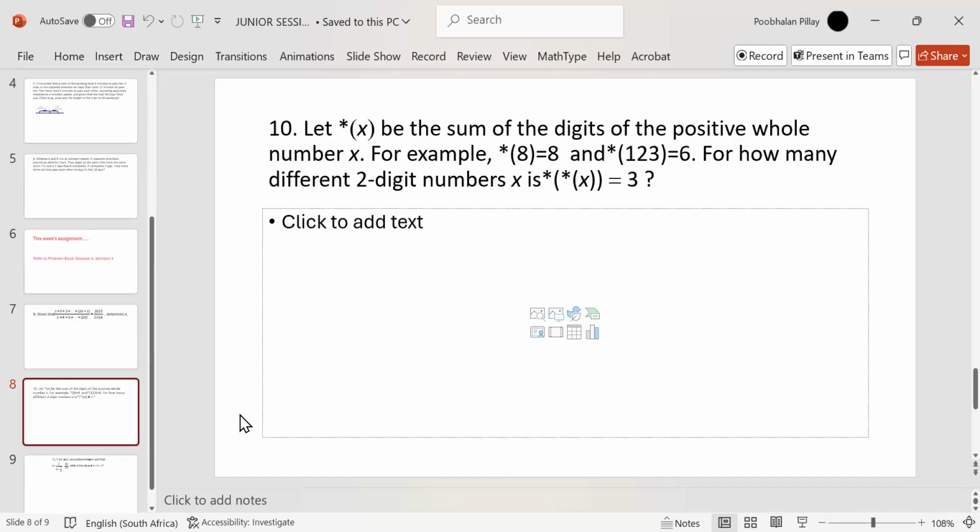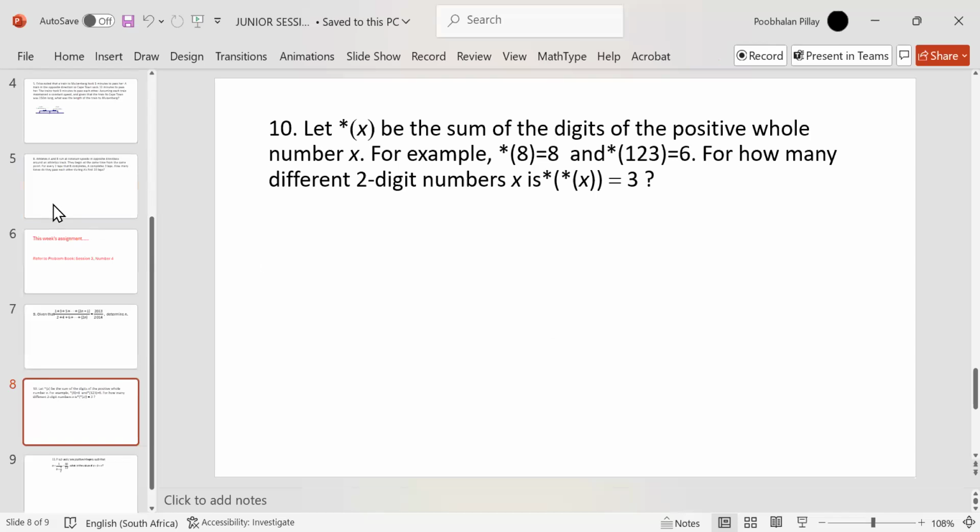Now, let's look at number 10. Yeah, you got a funny thing. No, wait a minute. Yeah, this is what we got. Now, let star of x, now this is a funny thing, be the sum of the digits of the positive whole number x. So you got a whole number, and we are saying that the star of that whole number is the sum of the digits of the whole number x. Let's take some examples and see what's being said here.